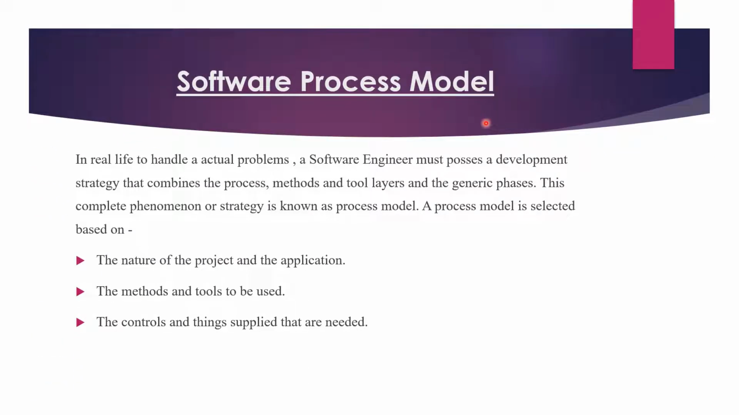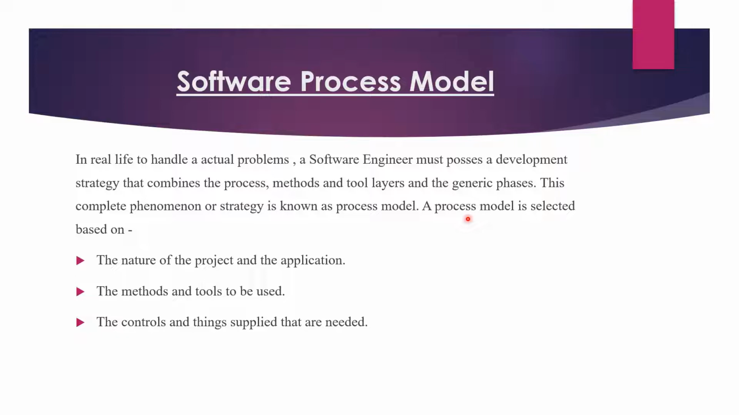Software process model. In real life, to handle actual problems, software engineers must possess a development strategy that combines generic phases, tools, methods, and also processes to build the particular software. This phenomenon or strategy is known as the process model. The process model differs for different projects.